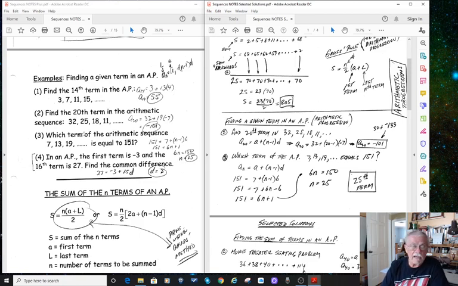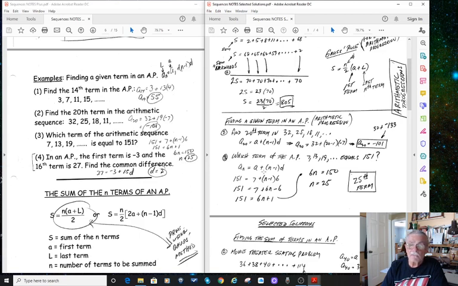Okay, next one I want to look at is number 3. Which term, in other words, the 8th, the 10th, the 50th, the 90th, right? Which term of the arithmetic sequence is equal to 151? So let's just verify. We're told it's an arithmetic sequence, so we know, therefore, that it has to have a common difference. So the common difference is obviously 6, going up by 6's here.